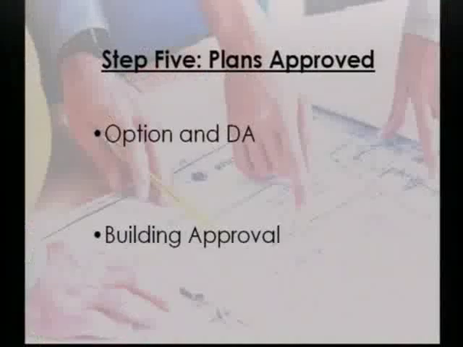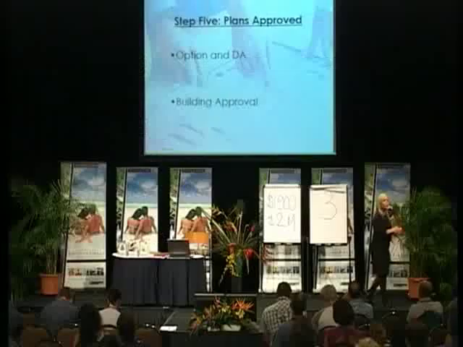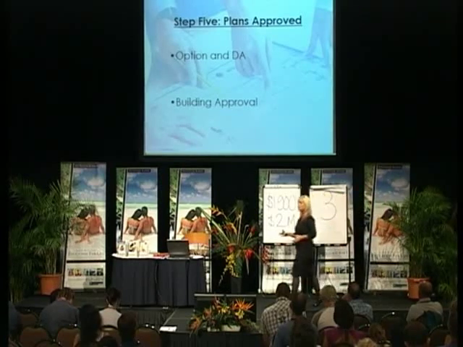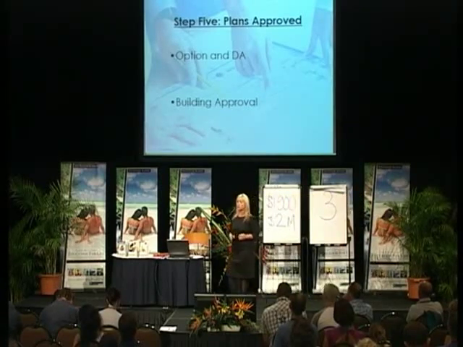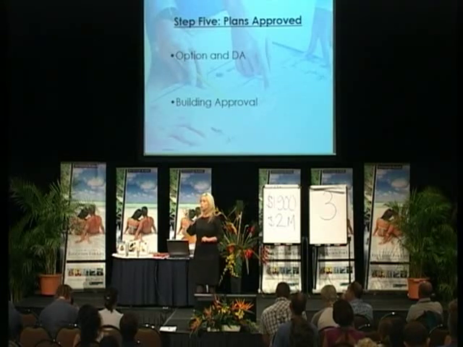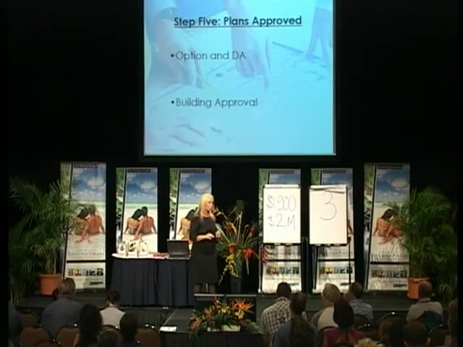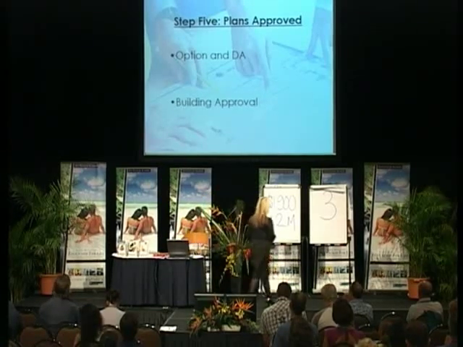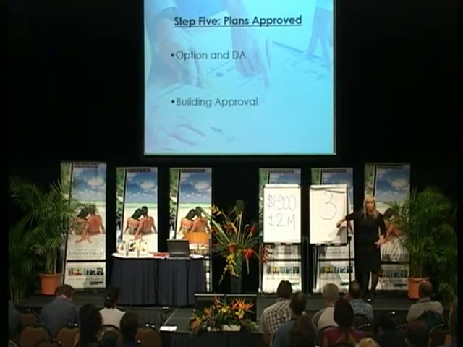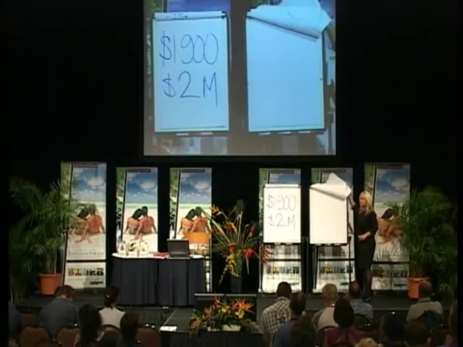Step 5, we need to get the plans approved. Now, option and DA is something that you can do instead of doing the whole development process. So if you've decided to yourself, yes, I do want to go ahead and construct, then you need to make sure you've got a DA on the property, or you need to make sure you've got a building approval to go ahead on the property. But you might think to yourself, you know what, I actually don't want to construct. I just want to option the property, get a DA approved, and sell it to somebody else.